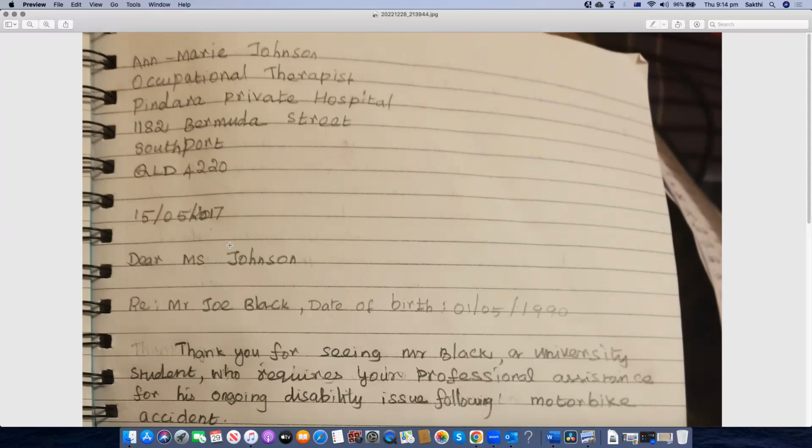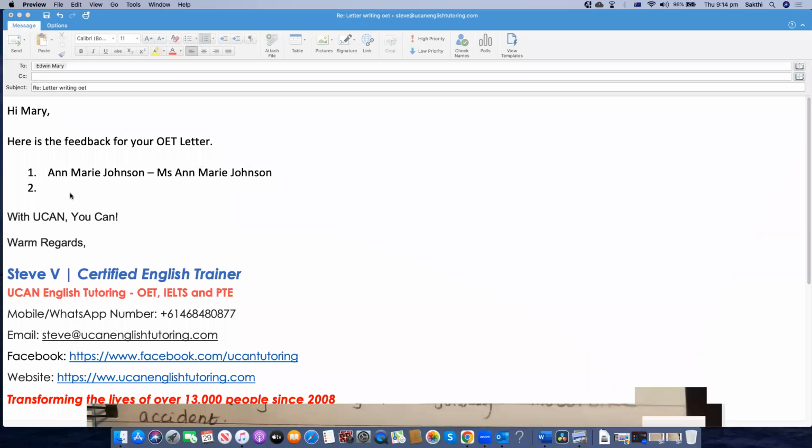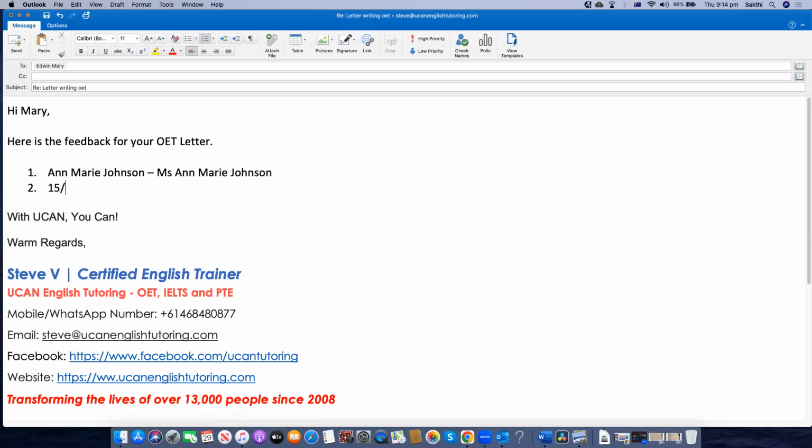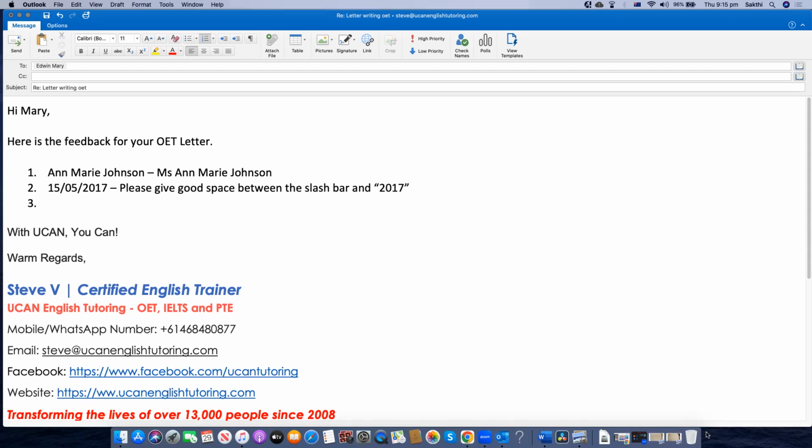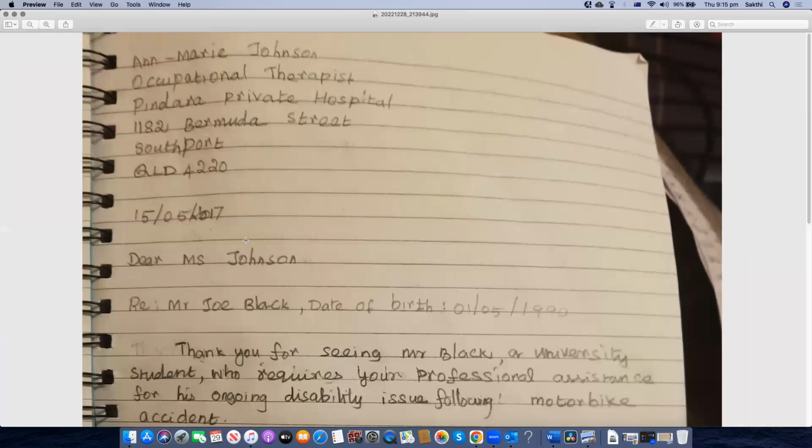That is quite essential. Here I would strongly recommend you to give some spacing. Instead of writing down 2017 without giving much space, it's better to give space. So please give a good space between the slash bar and 2017, please. This is not good. The way you have written it here is not good. So under the presentation features, your score may be impacted. All right, let's continue with the next one.